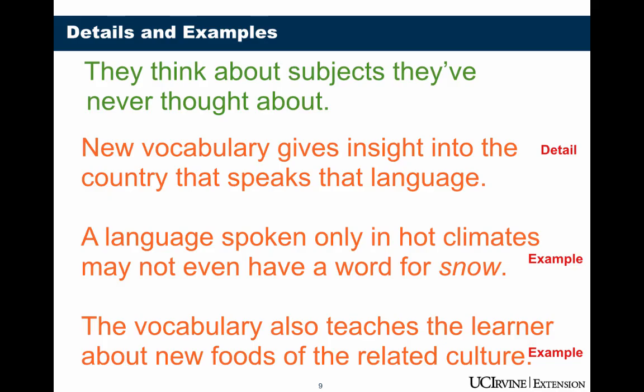And then the writer gives an example. A language spoken only in hot climates may not even have a word for snow. So that's a very specific example that shows something new that a person would think about if they learned another language. And then we have another example. The vocabulary also teaches the learner about new foods of the related culture. So those three details there help to explain that supporting idea.